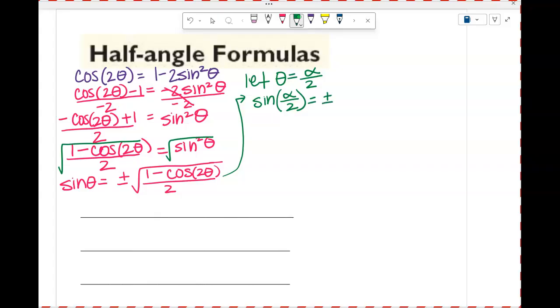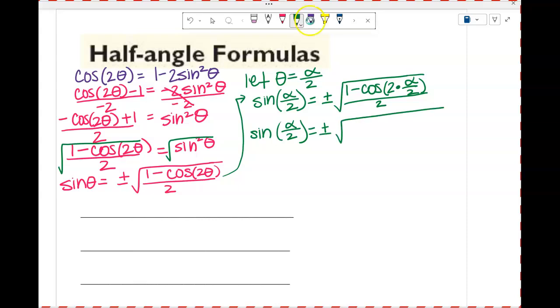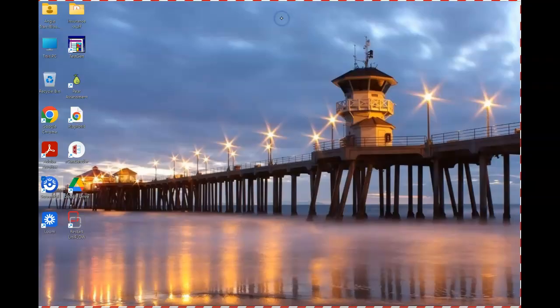So this is a plus or minus, still nothing's going to change. This is 1 minus cosine, right? And then I got 2 times alpha over 2 because that used to be a theta, all over 2, still under the radical. So as you can see here, guys, this is becoming sine of alpha over 2 equals plus or minus, right? If I'm letting this, so this is going to reduce here with the 2 and alpha over 2. So that's going to reduce that to just, oh, what happened?